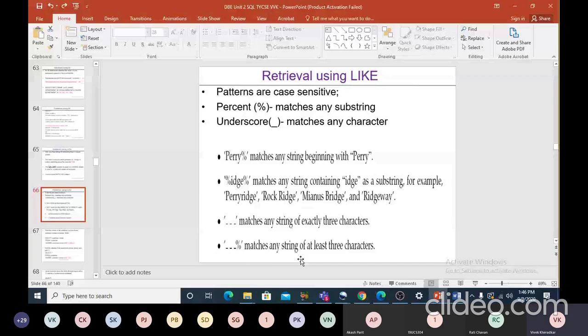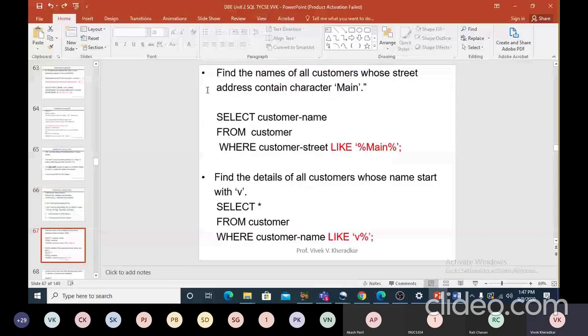So these are some examples of how to form the pattern. Based on this, there is one query here. What is the first query? Find the names of all customers whose street address includes the characters main. Here only a part of the string is given, not the whole string. So obviously you have to solve this query by using LIKE.